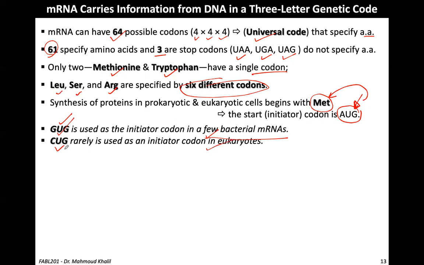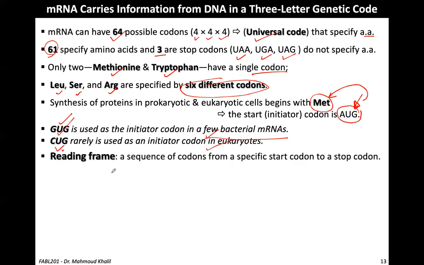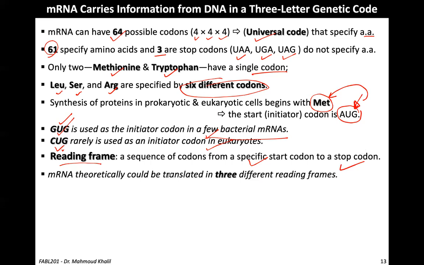Rarely in eukaryotes, the start codon is CUG. So we have now a reading frame. What actually is a reading frame? When the ribosome reads the messenger RNA from the specific start codon to the stop codon, this is the reading frame of the ribosome.